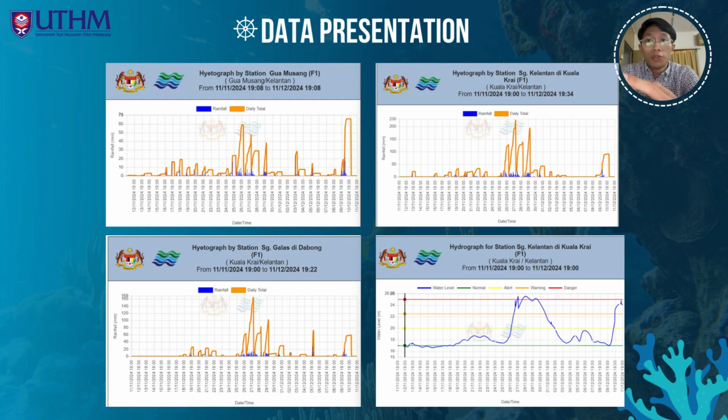Next, I'll be showing you the 3 hydrographs and 1 hydrograph that I obtained from the Public Info Banjir website. On the top left of the slide is the hydrograph for Gua Musang station. The hydrograph for Kuala Krai station is on the top right, and the bottom left shows the hydrograph for Dabong station. Last but not least, on the bottom right is the hydrograph for Kuala Krai station at Sungai Kelantan. All these graphs were gathered from 11 November up until 11 December 2024.